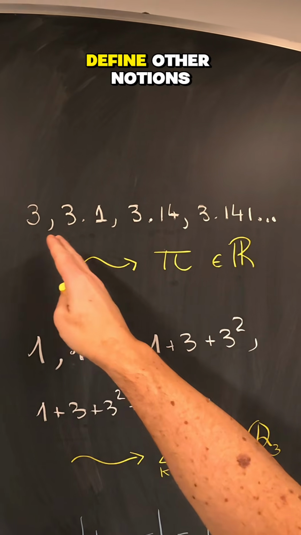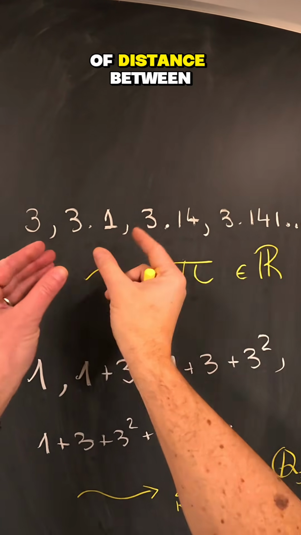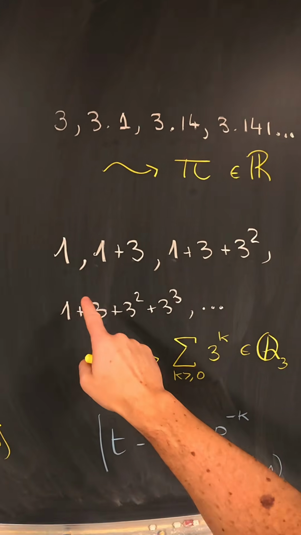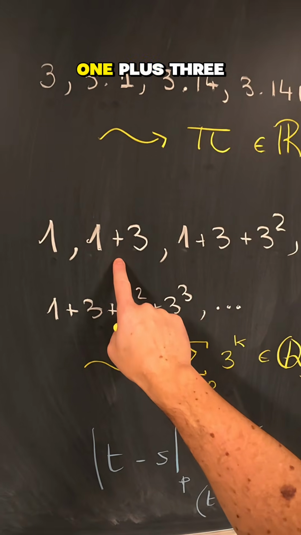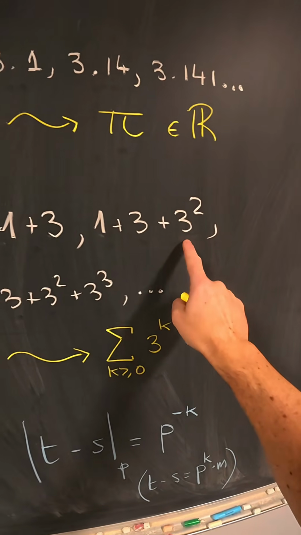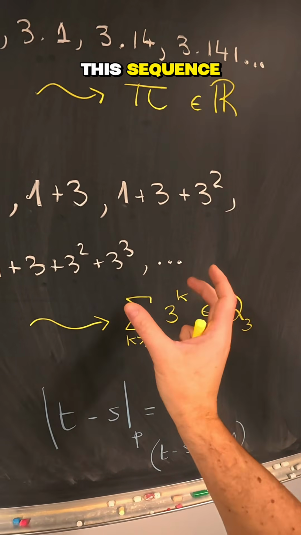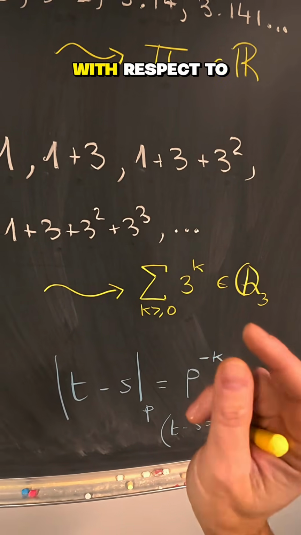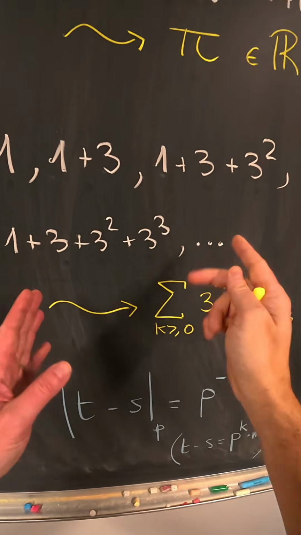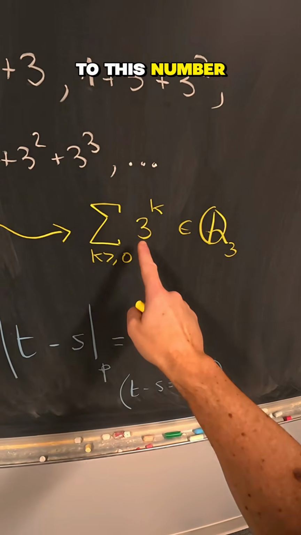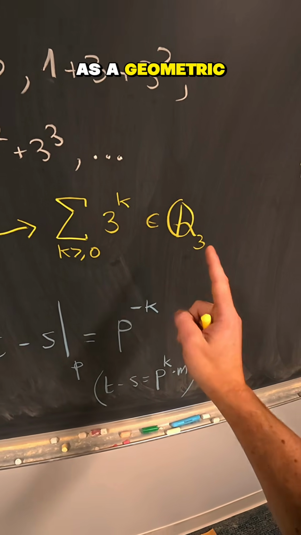However, we can define other notions of distance between rational numbers. For example, we can say that the numbers 1, 1 plus 3, 1 plus 3 plus 3 squared, plus 3 cubed, consecutive numbers in this sequence, are getting closer and closer together with respect to a different distance, which will tell me that actually this sequence is convergent to this number as a three-adic number.